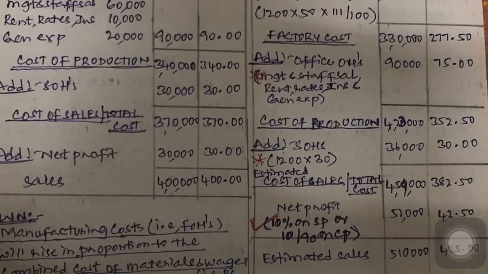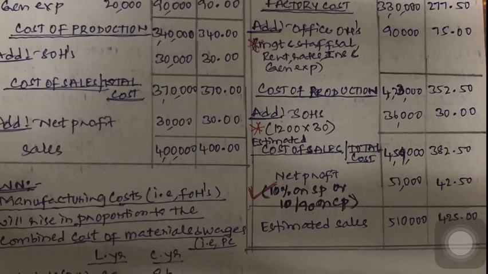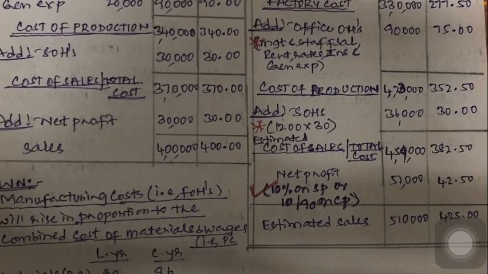Add net profit, which is mentioned in the last paragraph as 10% on selling price. 10% on selling price is equal to 10 by 90 on cost price. 10 by 90 on 4,59,000 is 51,000. So sales is equal to cost of sales plus net profit. 4,59,000 plus 51,000 is equal to 5,10,000. Per unit value is 425.